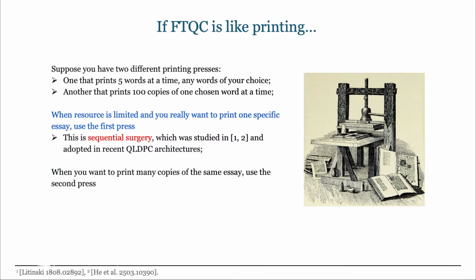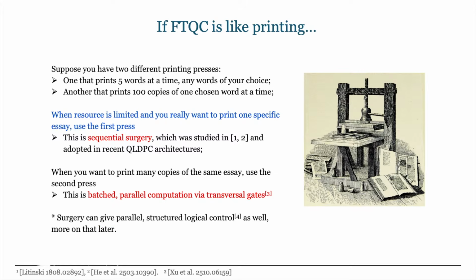Now, when you want to print many copies of the same essay, for instance, if your execution is very parallel and it's the same subroutine being implemented in parallel, then you want to use the second press. And this is batched parallel computation with transversal gates. So this is the analogy that I want to describe. And I want to say that surgery can give parallel structured logical control as well, but that's a very recent development that we're just starting to understand. So, yeah.